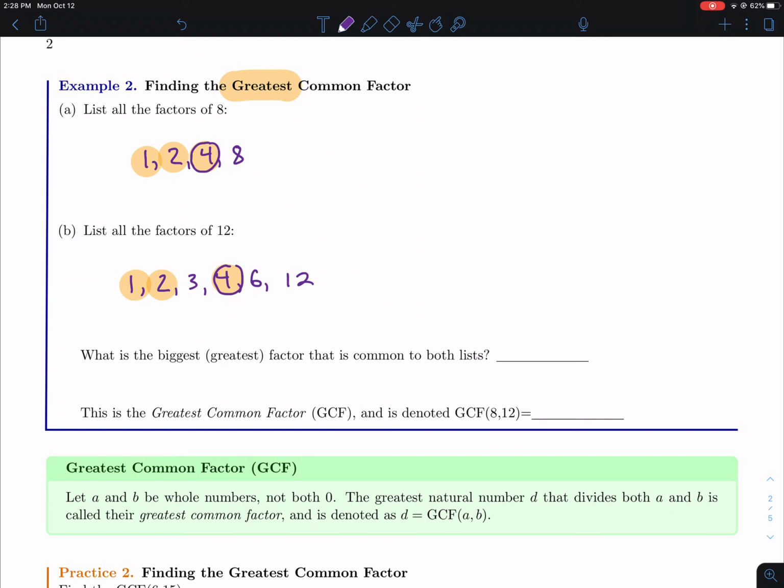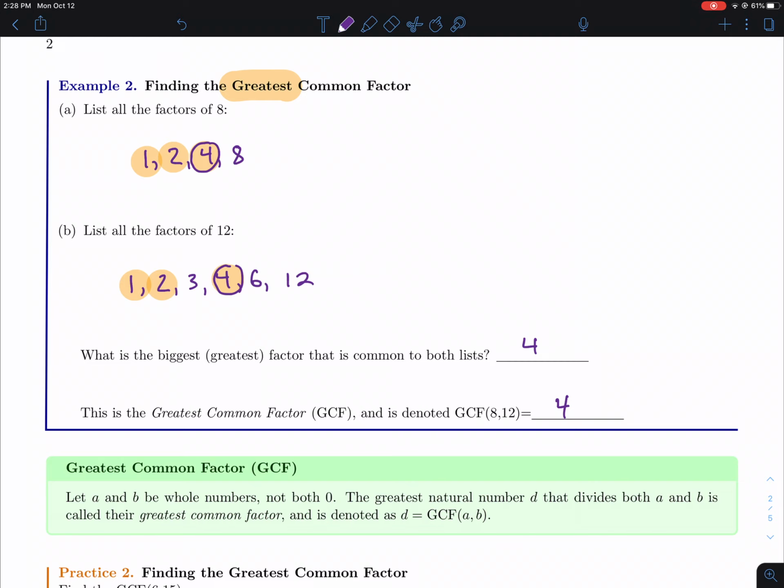So the greatest common factor is always going to be something smaller than, like, the 8 and the 12, but it's the greatest of all those that occur, because we also had 1 and 2, but those weren't the greatest ones that we can have. So in this case, 4 would be our greatest common factor because it was common to both lists. And so again, our GCF would be 4.